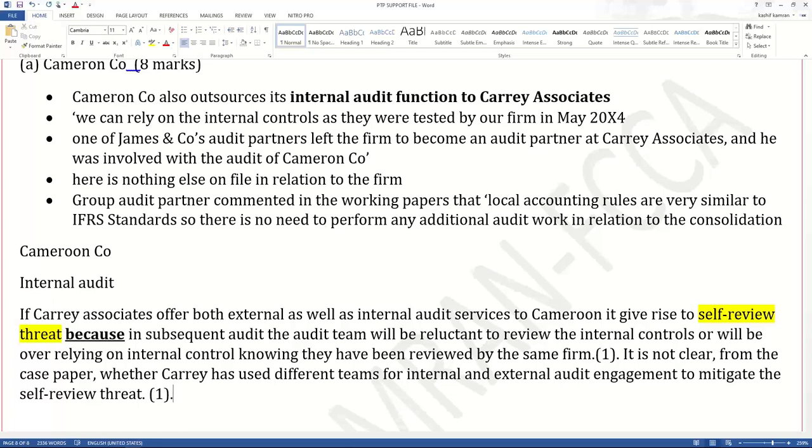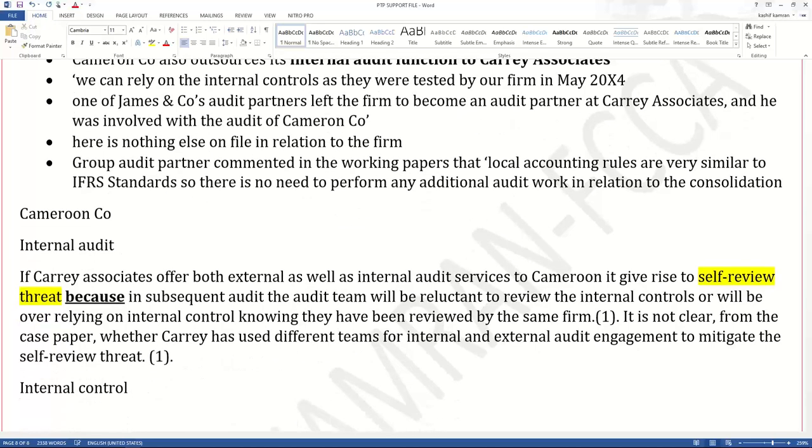Now, the other issue in the order is we can rely on internal controls as they were tested by our firm in May 2004. So see, they are relying on the internal controls because they know that the internal controls were tested by the same firm, Kerry Associate, in May 2004. So let's put the next heading, internal controls. And let's write under internal controls.